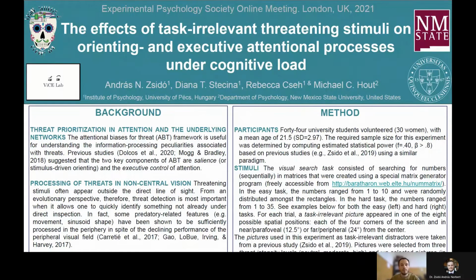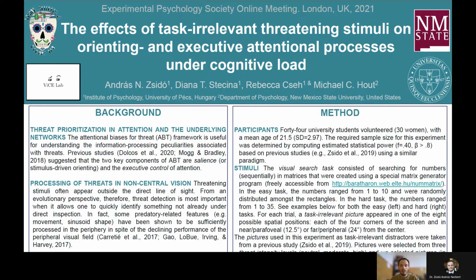Visual attention demonstrates bias for the speedy detection of threatening stimuli in our environment, and understanding this bias and its underlying mechanisms may shed light on the etiology and maintenance of specific phobias and excessive fears. Recent theories in the attentional biases for threat framework highlight two key components: the salience network, also called stimulus-driven orienting, and the executive control of attention.